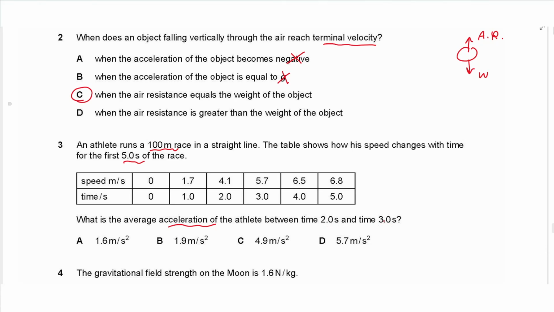So this is 1 second and acceleration is calculated as v minus u over t, or change in velocity divided by time. So the final velocity at 3 seconds was 5.7 and the initial velocity at 2 seconds was 4.1. Then we divide by the time, which is 1 second. That gives a value of 1.6 meters per second squared. So the answer is A.